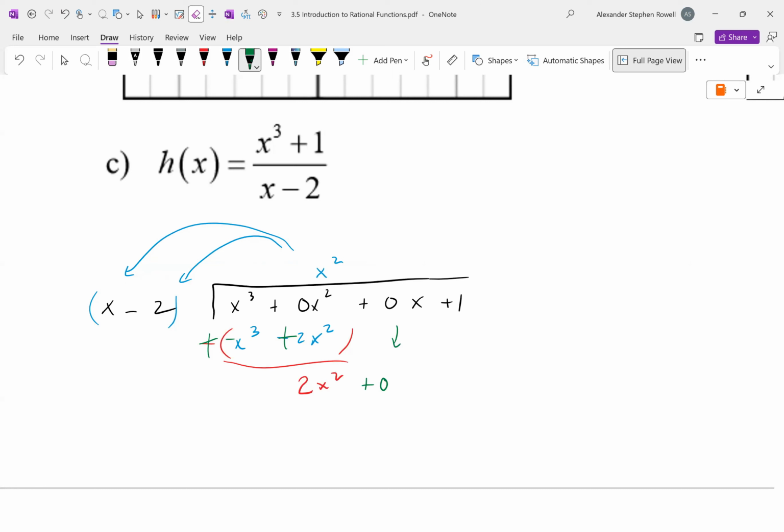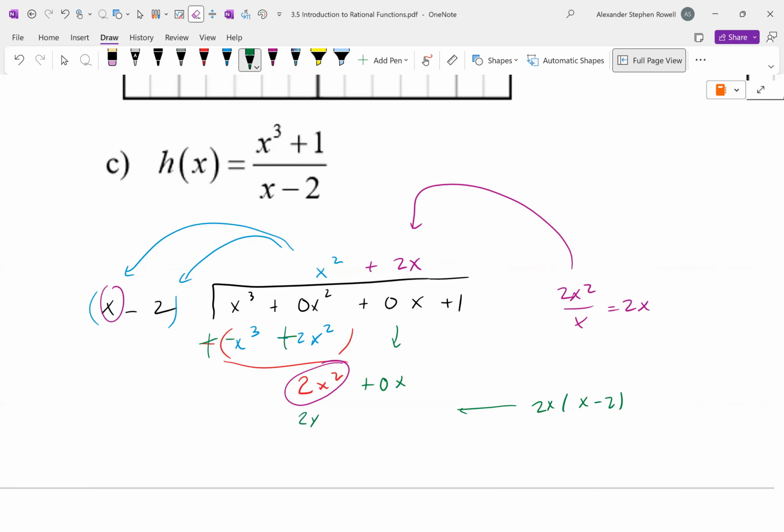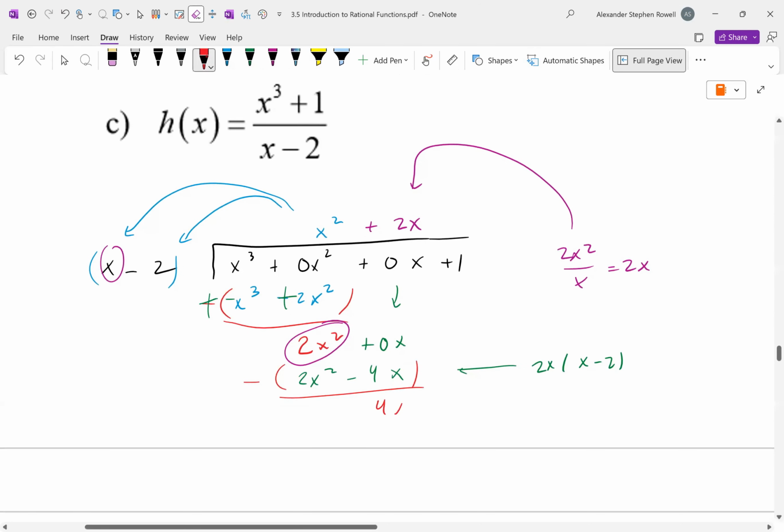Bring down the next term. How many times does x go into 2x squared? You look at the lead term, 2x squared, and you divide it by the lead term here. And we get 2x. Okay, then we multiply. What is 2x times x minus 2? 2x squared minus 4x. And we subtract, and we get 4x. Yeah, that's right. Plus 1.